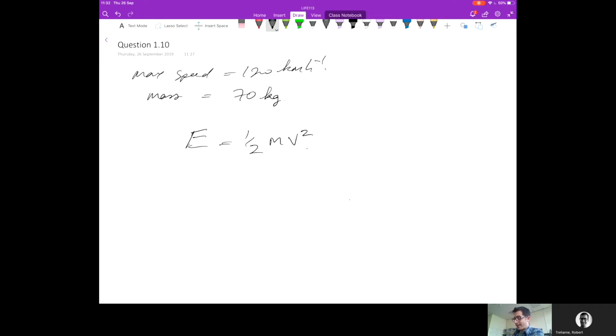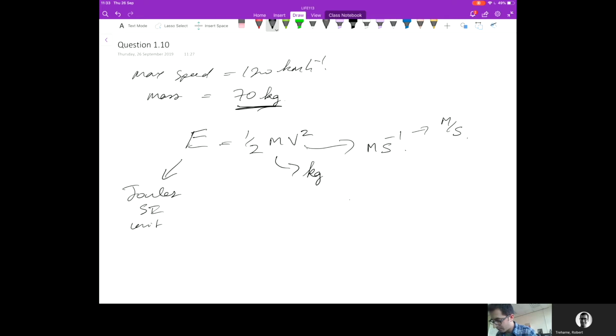Let's do a bit of dimensional analysis of this. What are the SI units for mass? Well, we know that they're kilograms. That's lucky because we're working in kilograms here. What about speed? The units of velocity are meters per second squared. Sorry, that's acceleration. The units of velocity are meters per second. The unit of energy, of kinetic energy, is joules, right? Always joules. Joules, SI unit. Get that in your head.